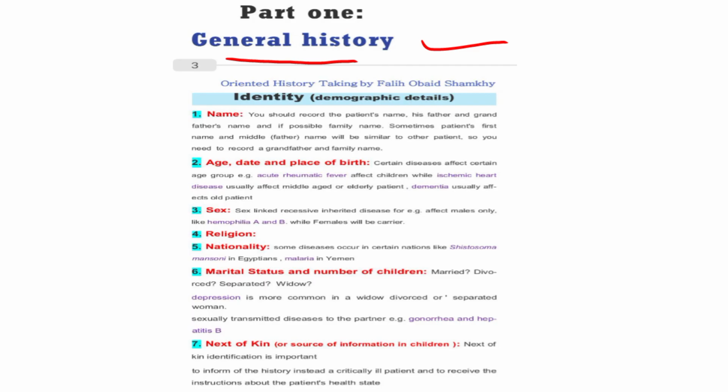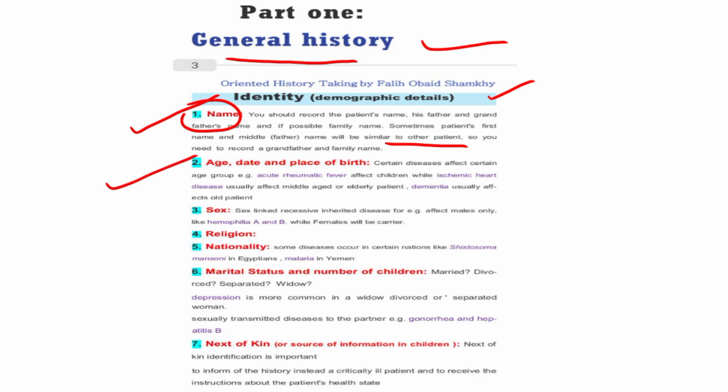First, as I told you, identity or demographic details. This is written on the doctor's prescriptions. We ask the patient about his or her name. You should record the patient's name, and his father's and grandfather's names. Many patients come with similar names, so this is done so that their conditions or complications don't get mixed up. So this is the basic thing, we ask the patient's name.